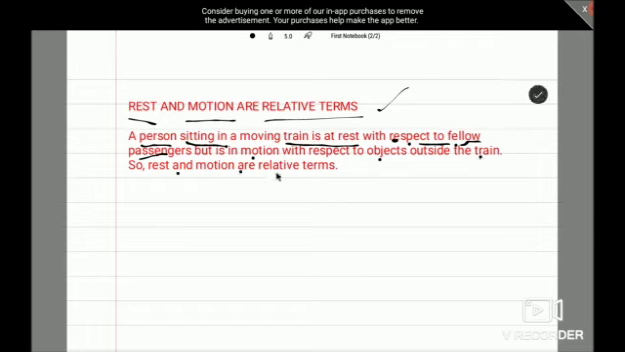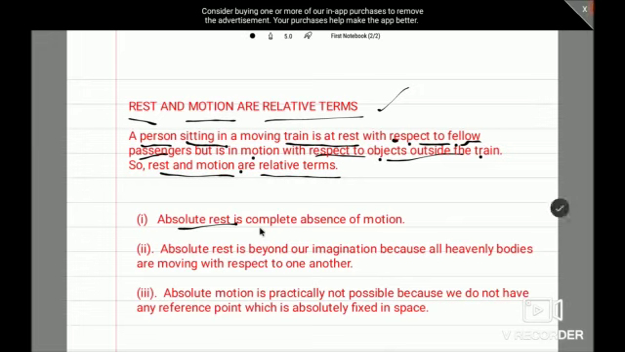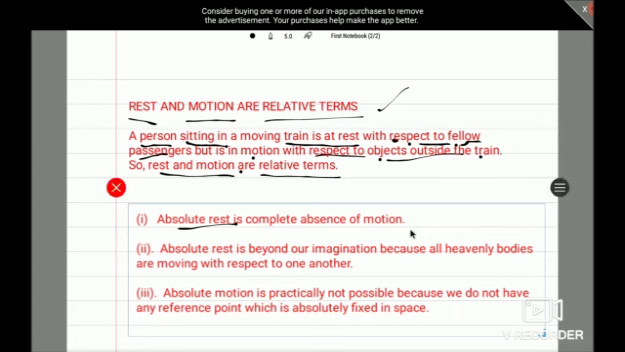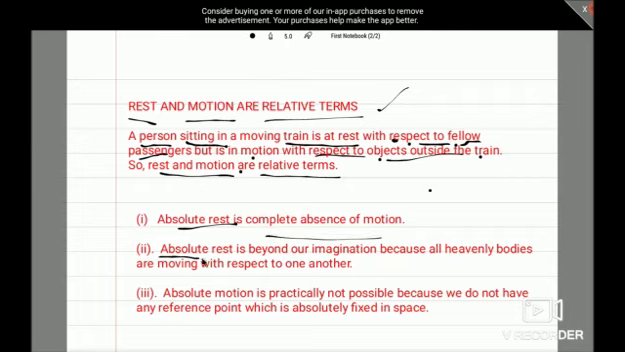Absolute rest is beyond our imagination because all heavenly bodies are moving with respect to one another, like earth and sun. Even our solar system is also moving. So absolute motion is practically not possible because we do not have any reference point which is absolutely fixed in space, as we have already discussed. A person sitting in a moving train is at rest with respect to a fellow passenger, but is in motion with respect to objects outside the train. So rest and motion are relative terms.